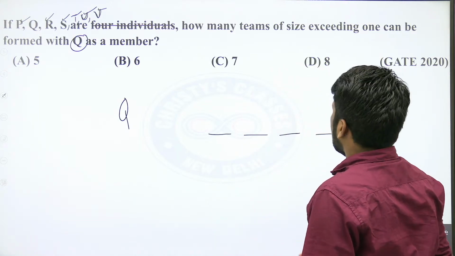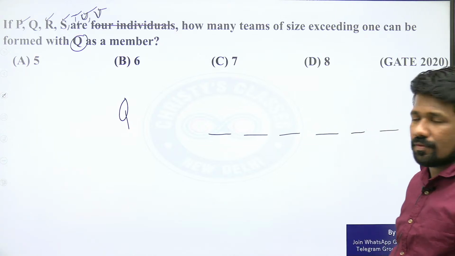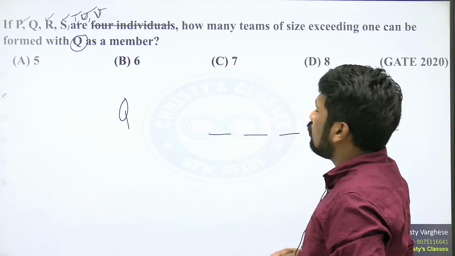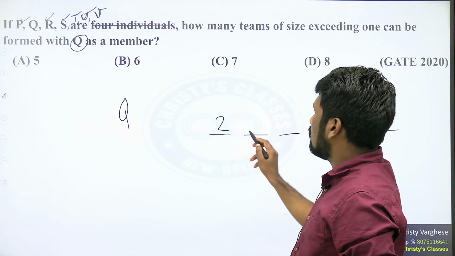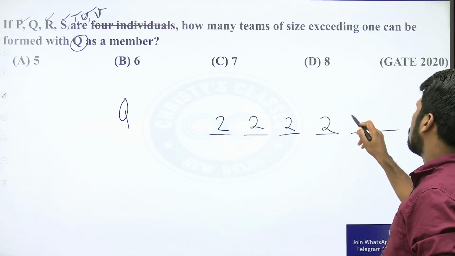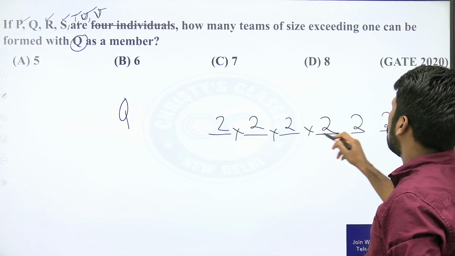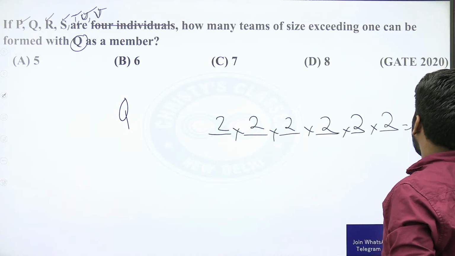So exceeding one means at least one person should be there from P, R, S, T, U, V. So P has two choices, R has two choices, S has two choices, T has two choices, U has two choices, V has two choices. Total choices will be 2 into 2 into 2 into 2, that is 2 raised to 6 choices.